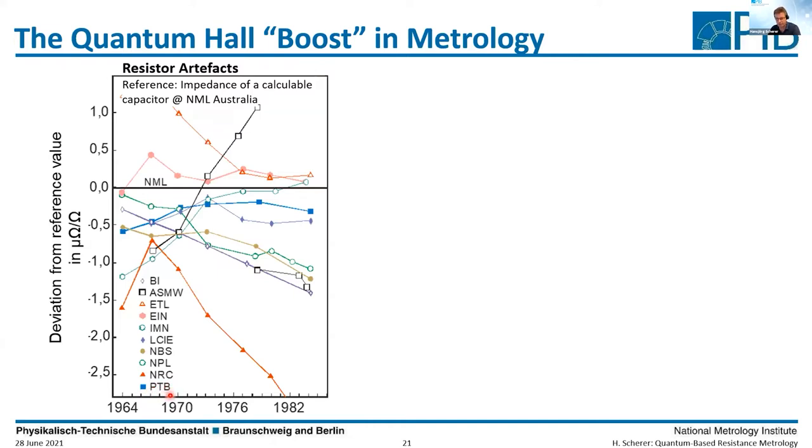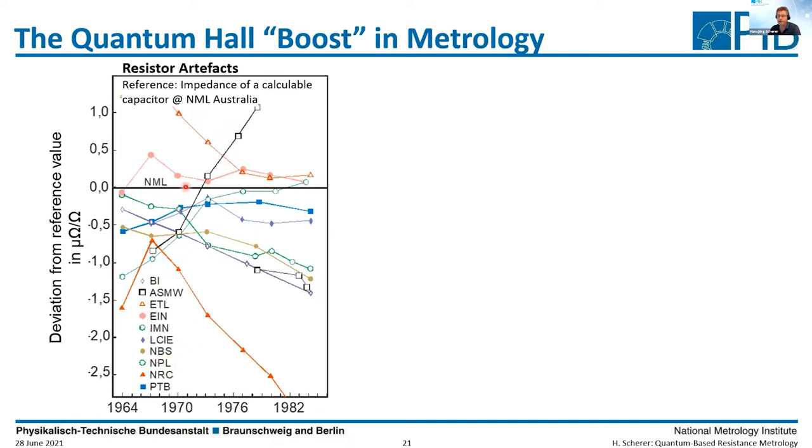You see here on the bottom, the PTB, the blue square. These are the results from the PTB over many years, from '62 maybe until the '80s. Then you see, for instance, the brown circles. These are the results from the so-called National Bureau of Standards, which was by that time the name for the National Metrology Institute of the USA. Nowadays it's called the NIST.